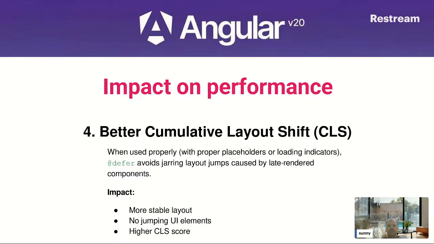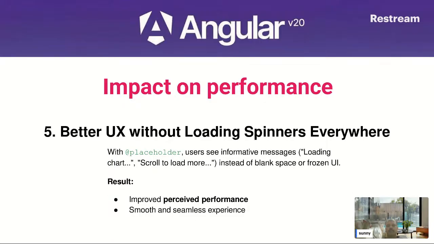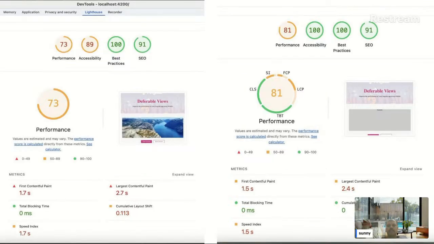CLS, layout shift, also. With a proper placeholder or loading indicator, defer prevents jarring layout jumps. This is a very important point, if you're working on an enterprise application, which has lots of things. You can add placeholders and improve performance, with better UX without loading spinners everywhere. This basically enhances our application a lot, and in a CSR application it helps a lot. This is how you can analyze those points: FCP, LCP, CLS, speed index. It will improve all those things with defer views.